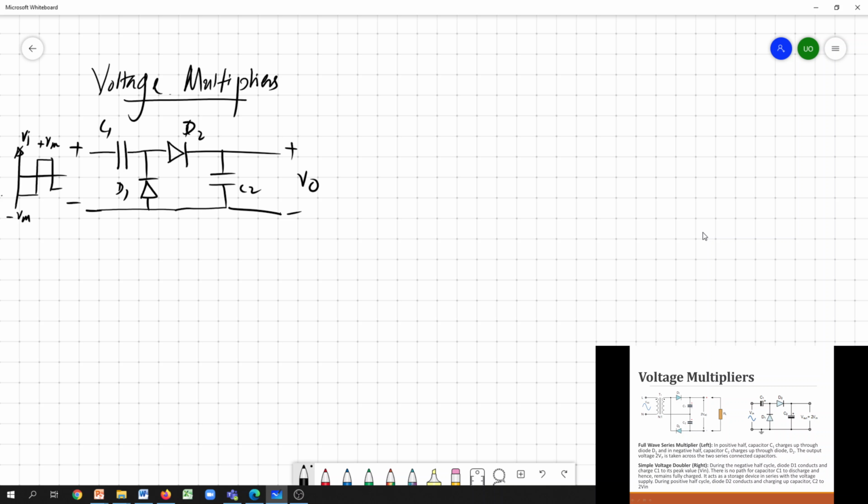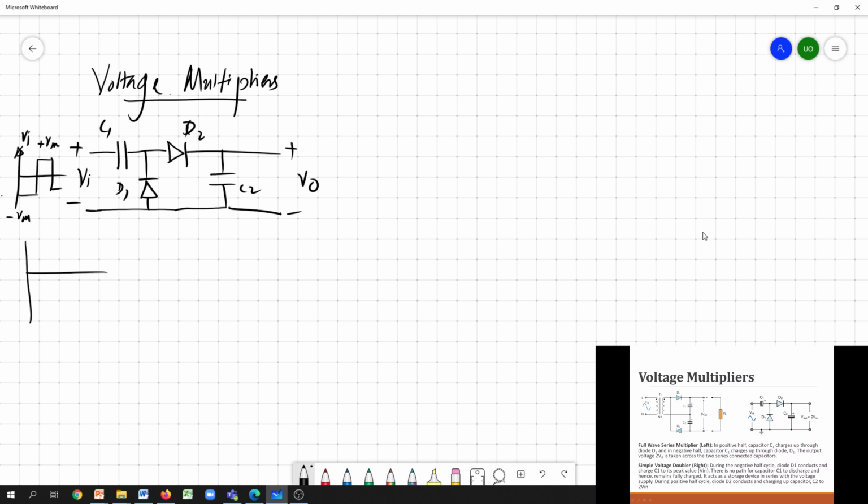So we have this kind of diode capacitor arrangement: capacitor 1, then diode 1, then diode 2, then again a capacitor. The output is measured across capacitor 2. Now we'll see what happens if we feed a square wave type of periodic signal to this diode capacitor bank. We'll consider the first negative cycle.